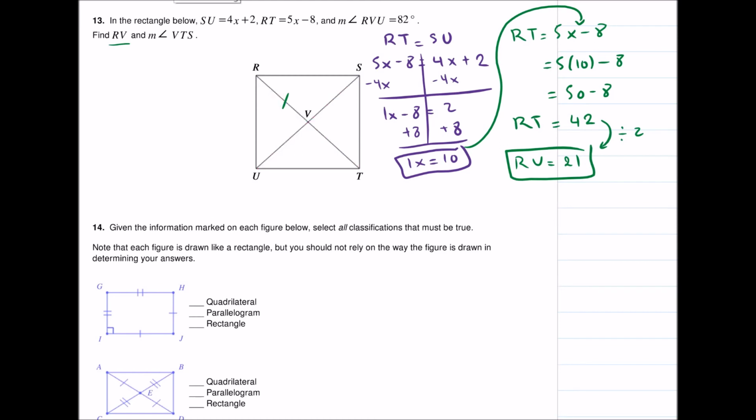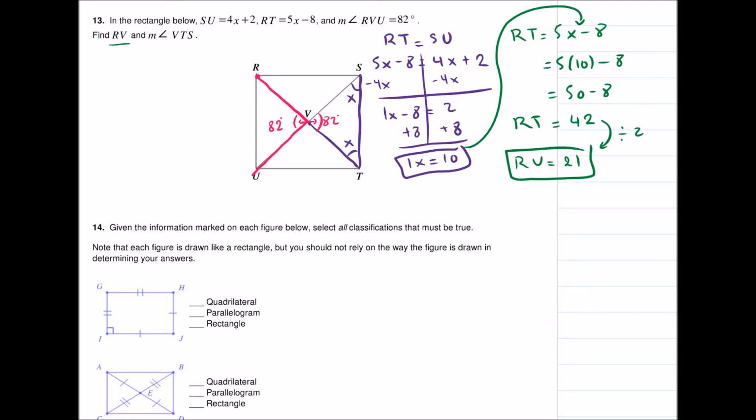The second part of this problem is the measure of angle RVU. RVU is 82. Find the measure of angle VTS. VTS is the one that we're looking for. I'm going to name it x. Based on the rectangle property, this angle, VTS, is also congruent to TSV. And based on the vertical angle, the opposite angle is 82. This one is going to be 82 degrees.